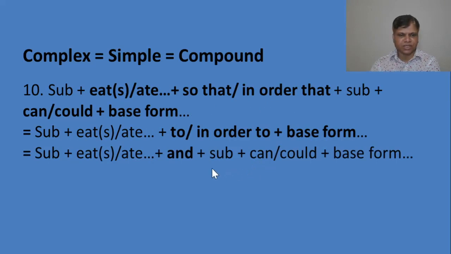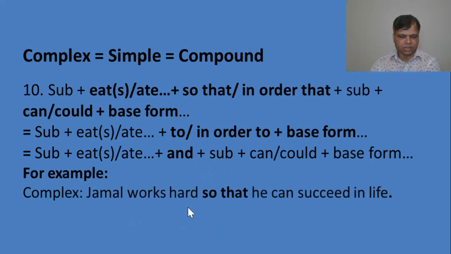If you want to make it a compound sentence, we have to use first the independent clause, then the dependent clause, and the two clauses will be joined by a coordinating conjunction and, that is, instead of so that or in order that, we have to use and if you want to make it a compound sentence. So look at the example.